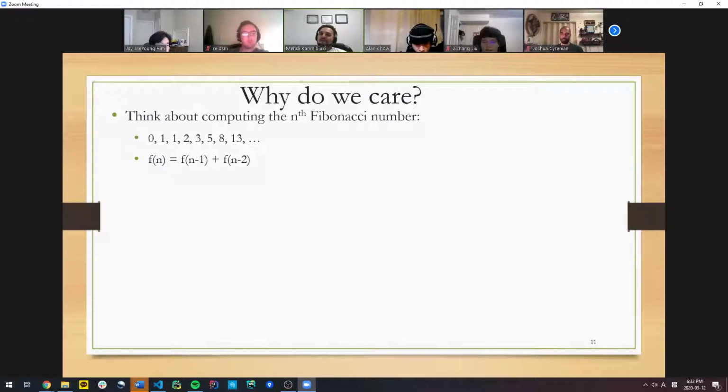Right, so this is another example. Think about computing the nth Fibonacci number. The way the Fibonacci number is solved, it takes the two previous consecutive numbers, adds them together, and that becomes the number that comes next, right? So if you add 0 plus 1, the next number is 1, 1 plus 1 is 2, 2 plus 1 is 3, 3 plus 2 is 5, 5 plus 3 is 8, and so on.